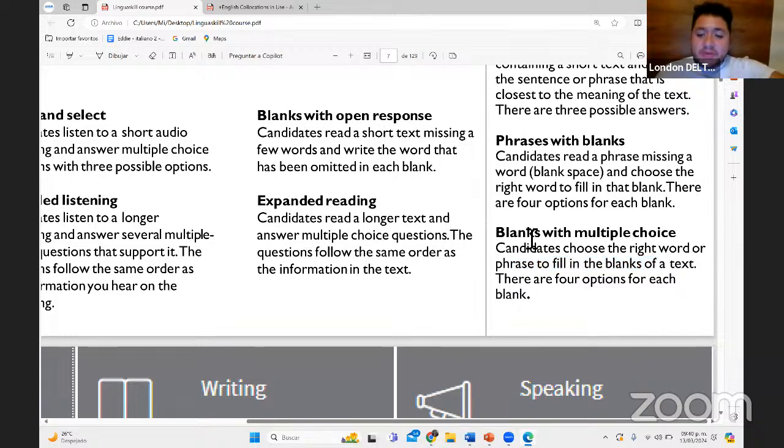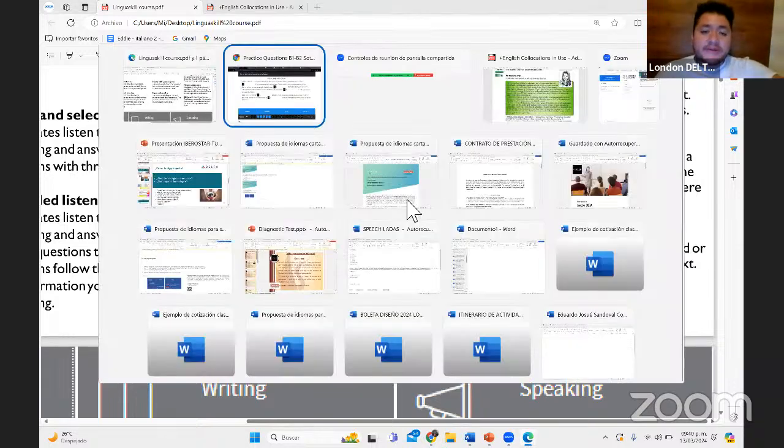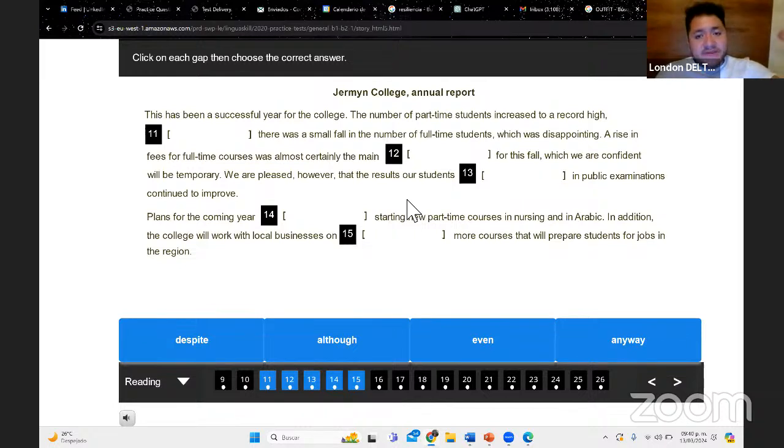Entonces son espacios en blanco con opciones múltiples. Here you're given this text, which is about 2 paragraphs. It's not very long. And for each question, for example, you can see 11, we have 4 options. Question 12 or blank 12, el espacio en blanco 12, 4 options. 13, other 4 options. So this is going to take us some time to answer.